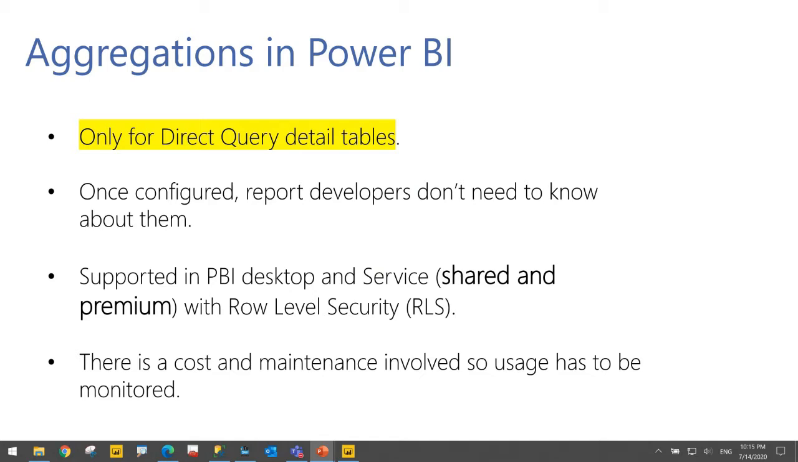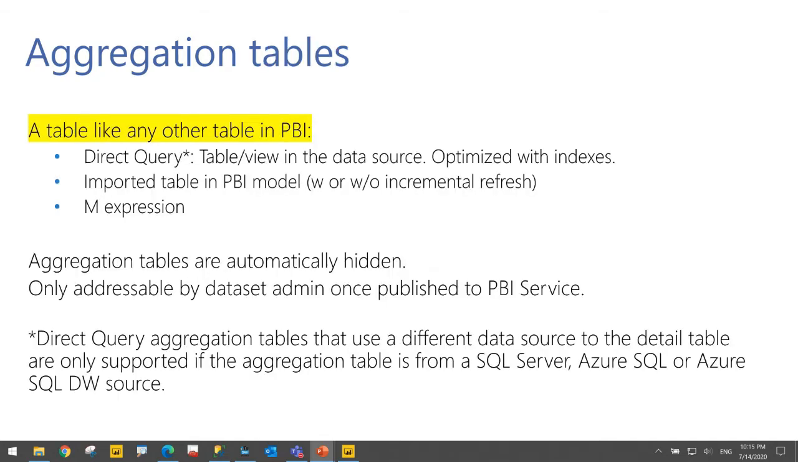Aggregations are supported in both shared and premium capacities. They work with RLS, which is great. There's a cost involved with them, just like indexes in SQL servers, so you don't want to have too many of them. And once you create them, you want to monitor them, which is what we're going to do in a little bit. Now, a question that I get a lot is how are aggregation tables different than other tables? And the answer is there's absolutely no difference. They can be a view in the backend, they can be a table, they can come from a flow. They're just like any other objects that you have in your data source.